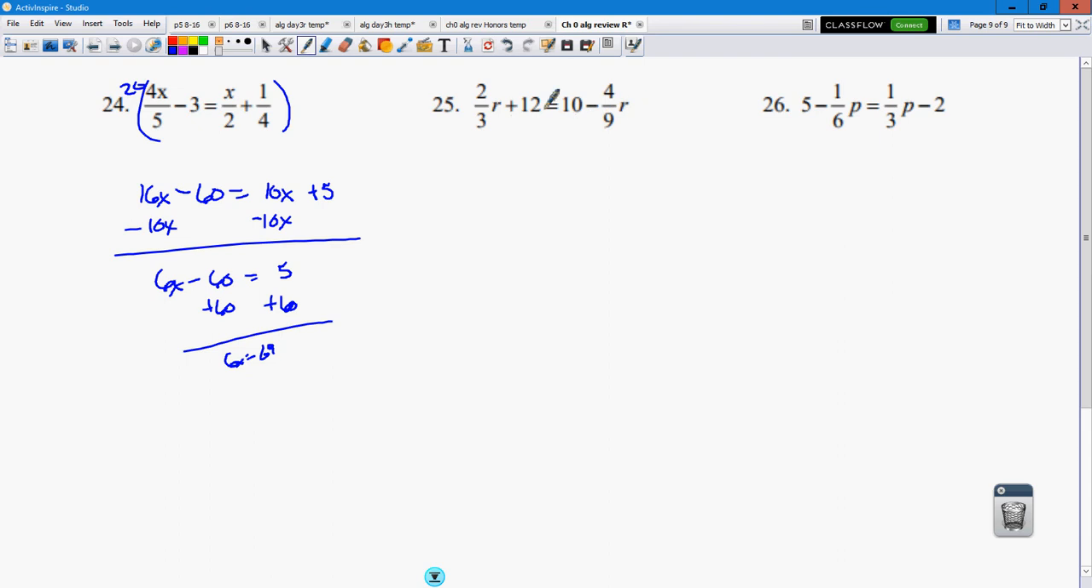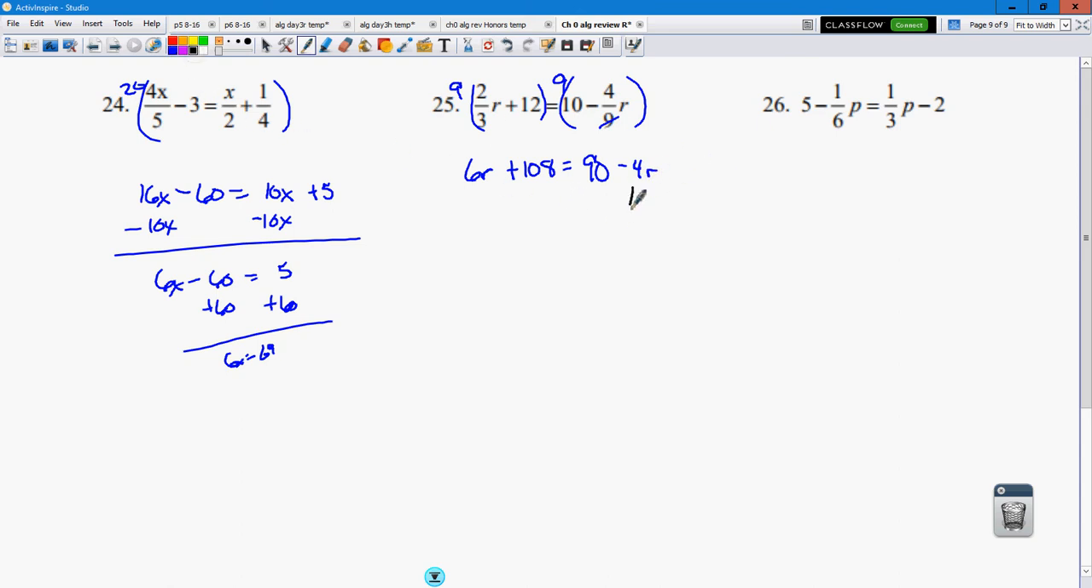I see fractions. I'm going to multiply by the lowest common denominator. 3 goes into 9 3 times. 3 times 2 is 6. 9 times 12, 108. 9 times 10, 90. When I multiply 9 times 4 ninths, the 9's cross out, leaving me a negative 4r.